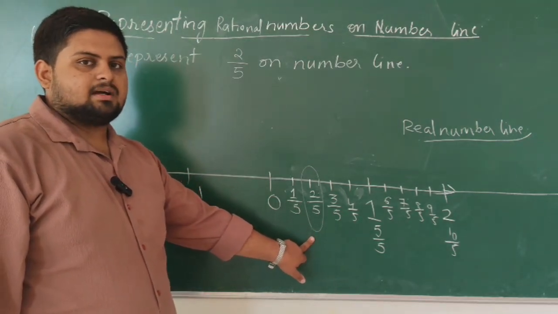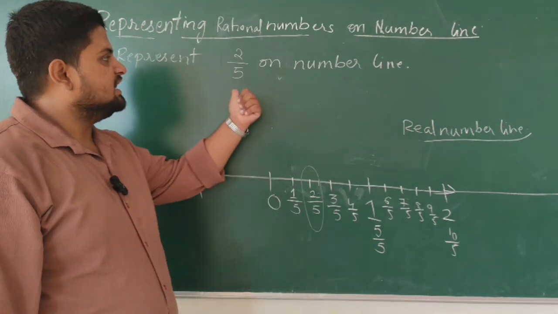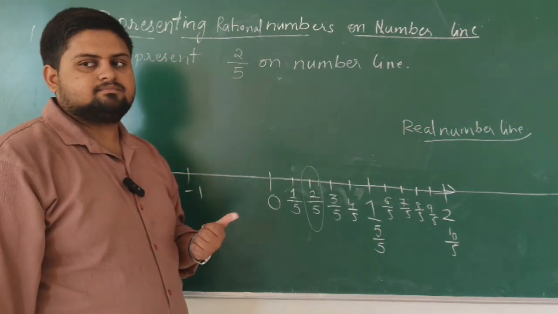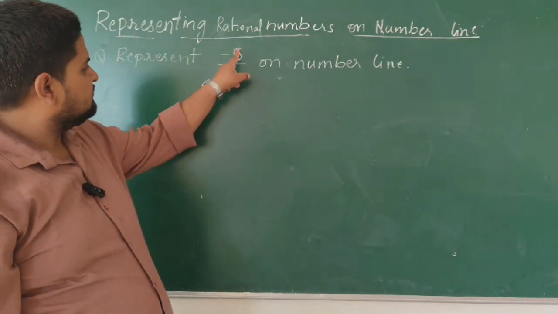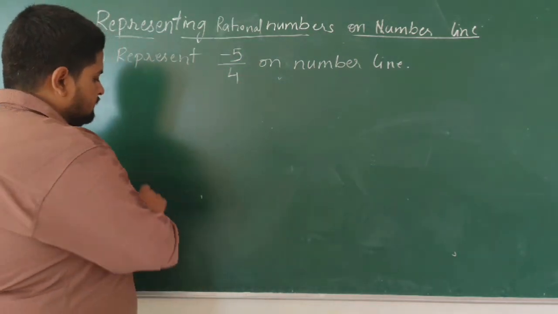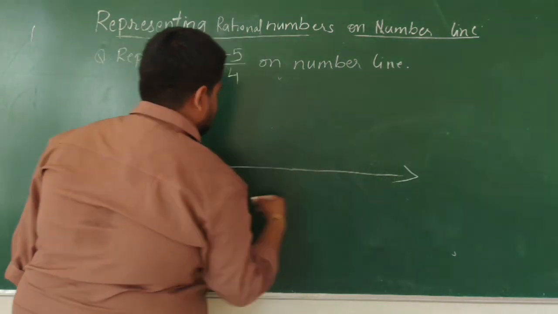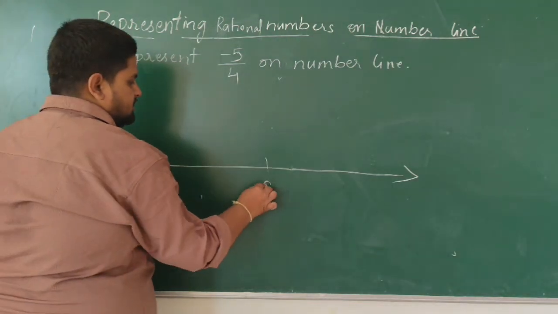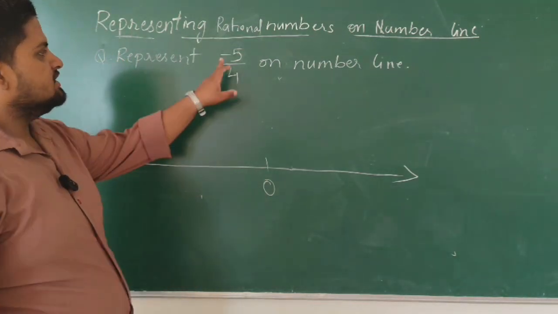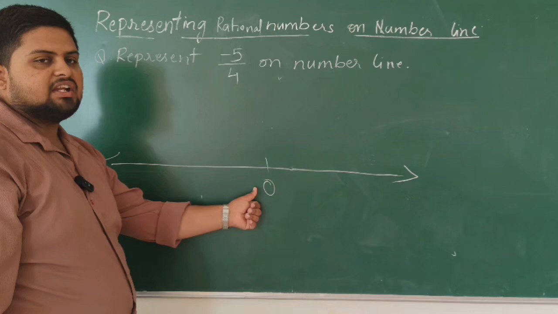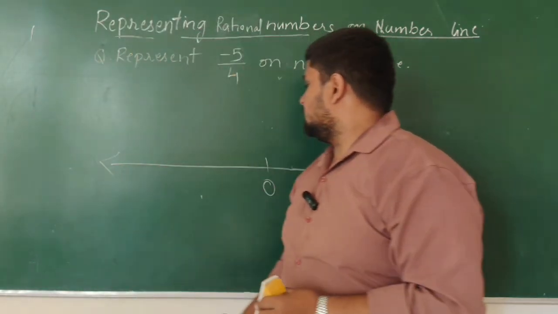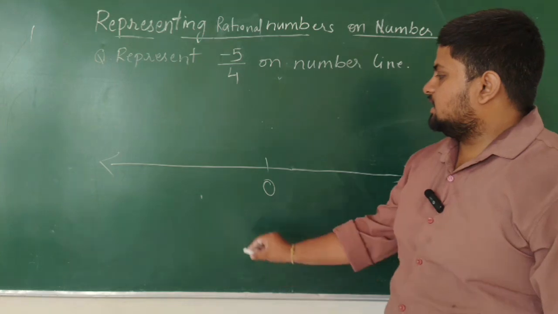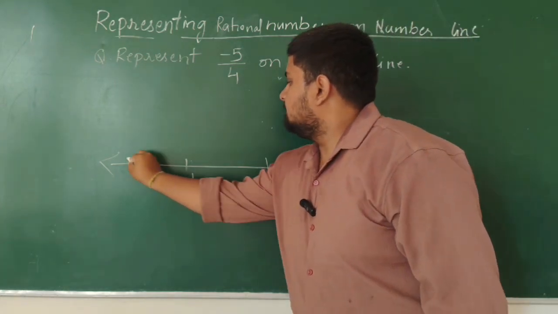Now let us take an example of representing a negative number on the number line. Now let us try to represent minus 5 by 4 on the number line. So for that also I'll draw the same number line. I'll draw 0 over here. If you look at it, it is a negative number. So we have negative numbers towards this side of the number line. So what we'll take here, we'll take minus 1, minus 2.